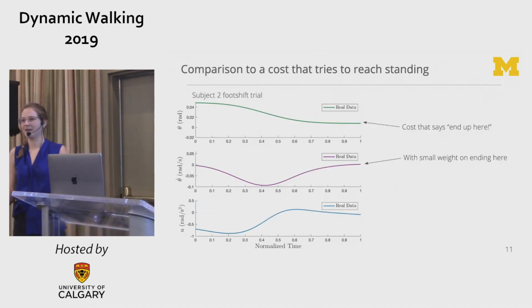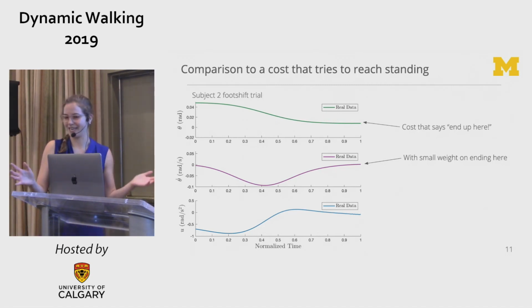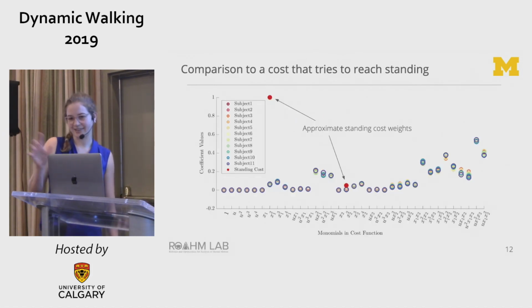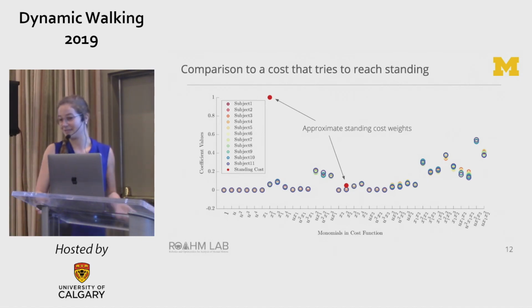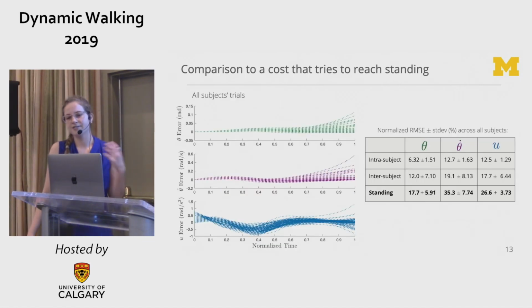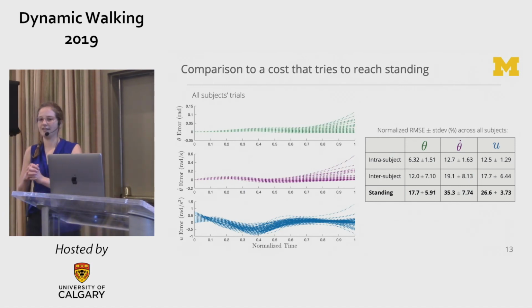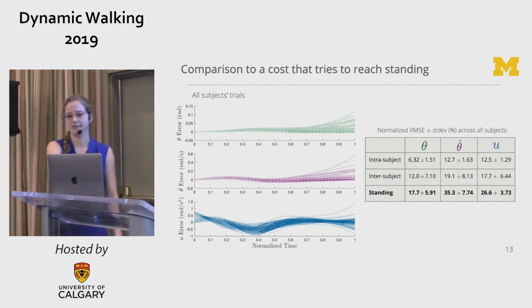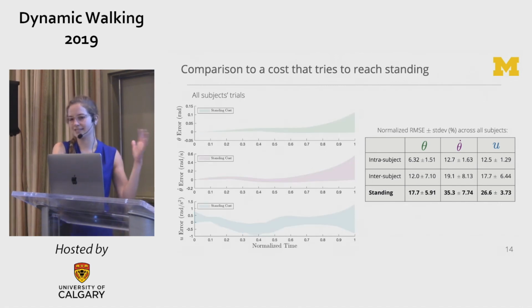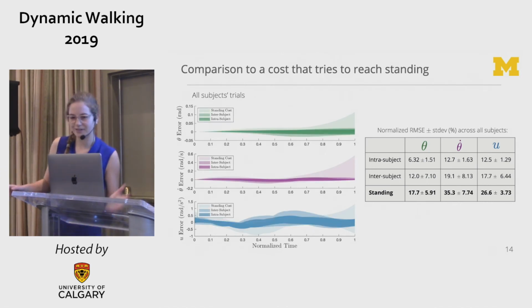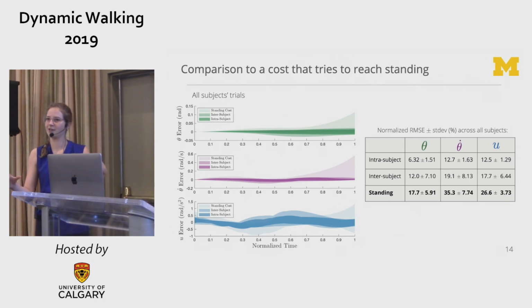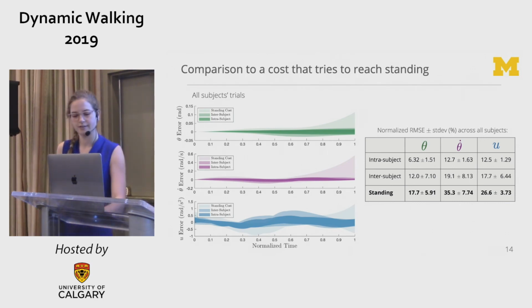And lastly, we decided to compare this to a cost that wasn't found with inverse optimal control, one that said, let's just reach standing. So this cost function has weights that are shown in the red dots here when compared to what we found across all subjects using inverse optimal control. And using this standing cost, we found that we had a much larger error in position, velocity, and input. And we can visualize that error as well. Here's the standing cost error, and the intersubject leave one out error, and the smallest of all, which is using subject-specific cost functions in a trial-by-trial leave one out.